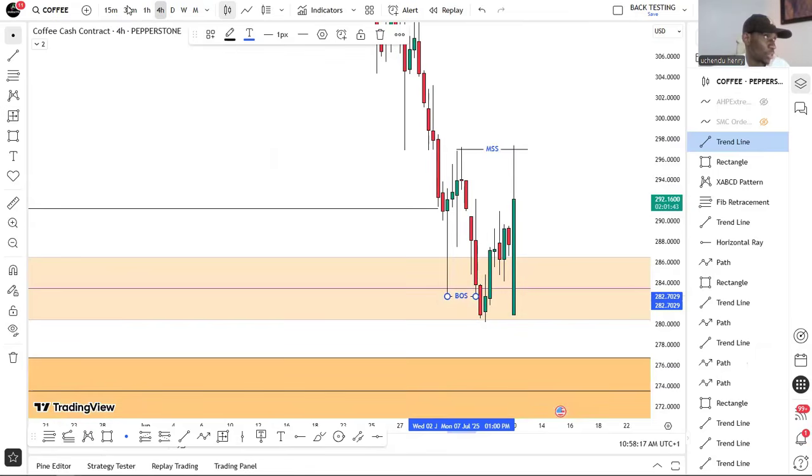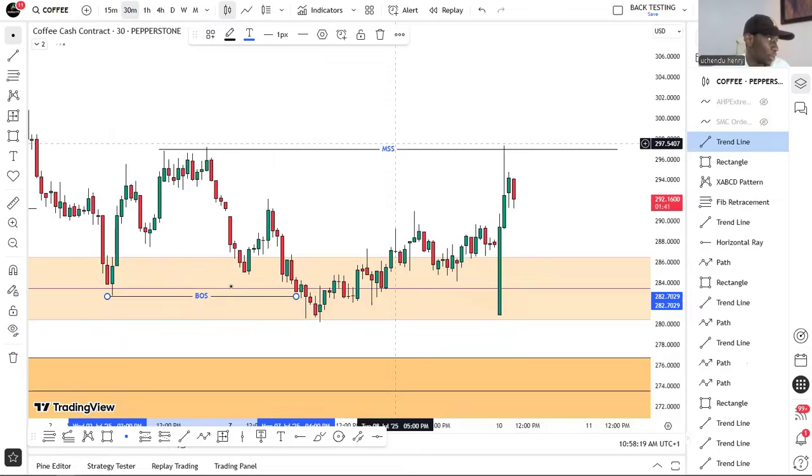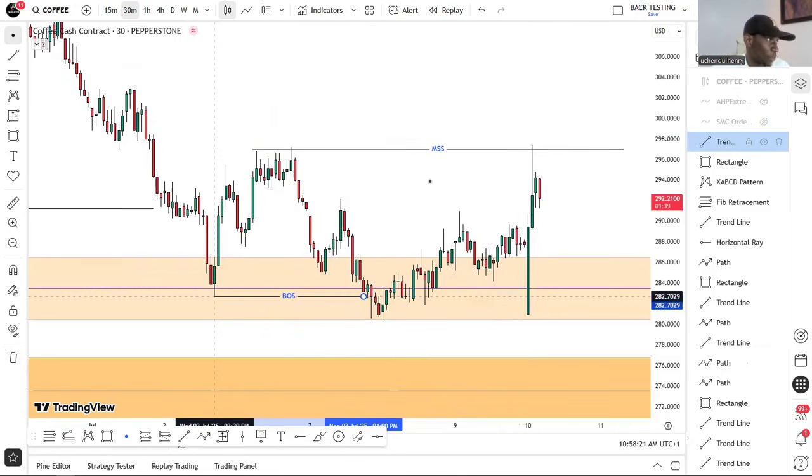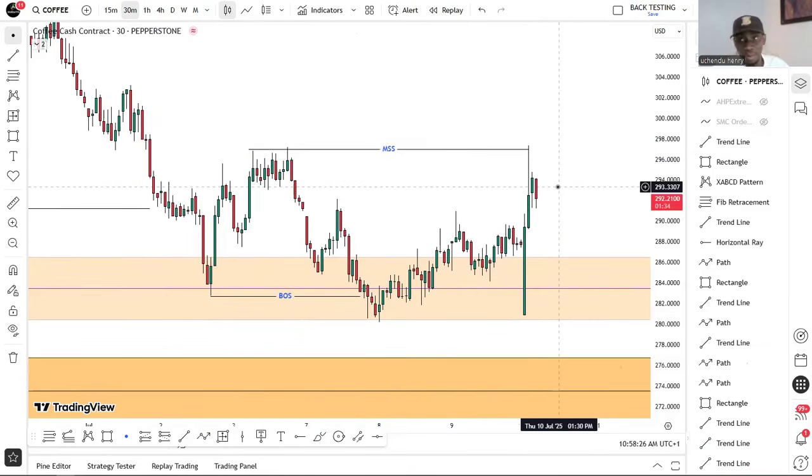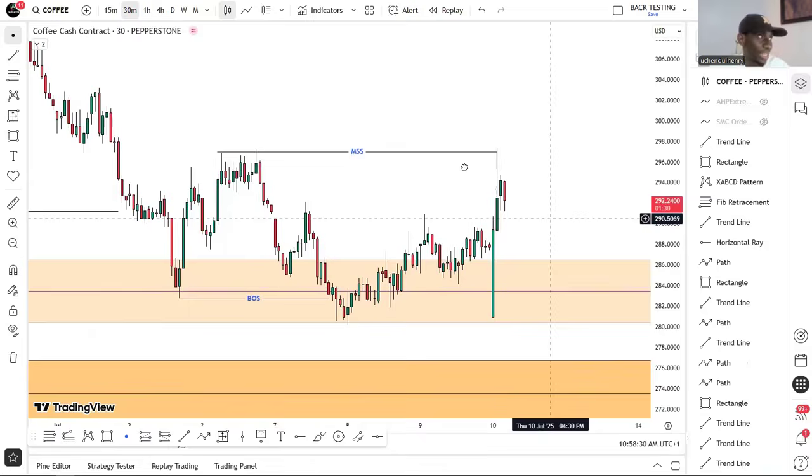It's a break of structure. It's not a sweep. So this is a break of structure, not a sweep. So we have to be waiting for inducement liquidity and a valid order block for our entry. Okay. So now let's wait and see what happens here.